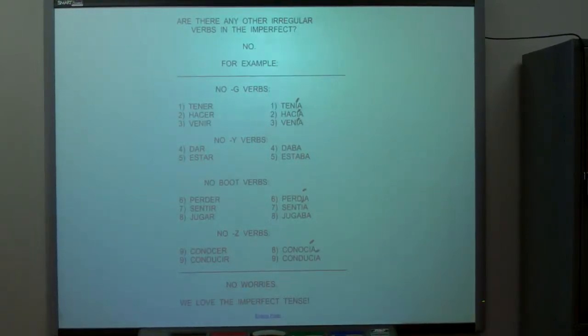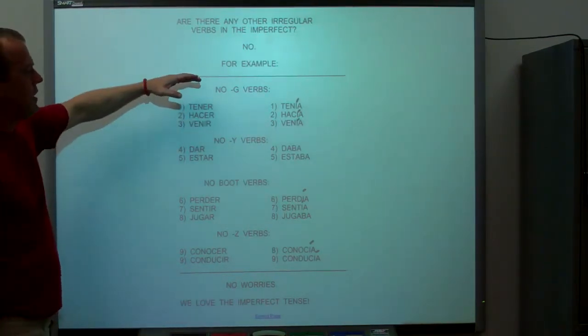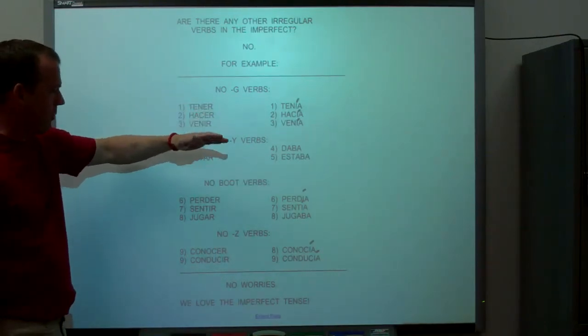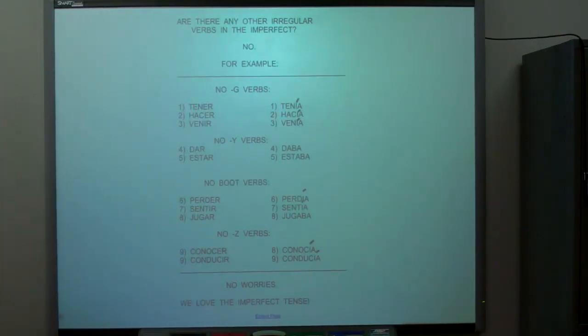Okay, Mr. Holt, I understand that in the imperfect, ser turns into era, ir turns into iba. But there must be other irregular verbs. There must be G verbs, or Y verbs, or boot verbs, or Z verbs in the imperfect. Nope. The imperfect is wonderful.